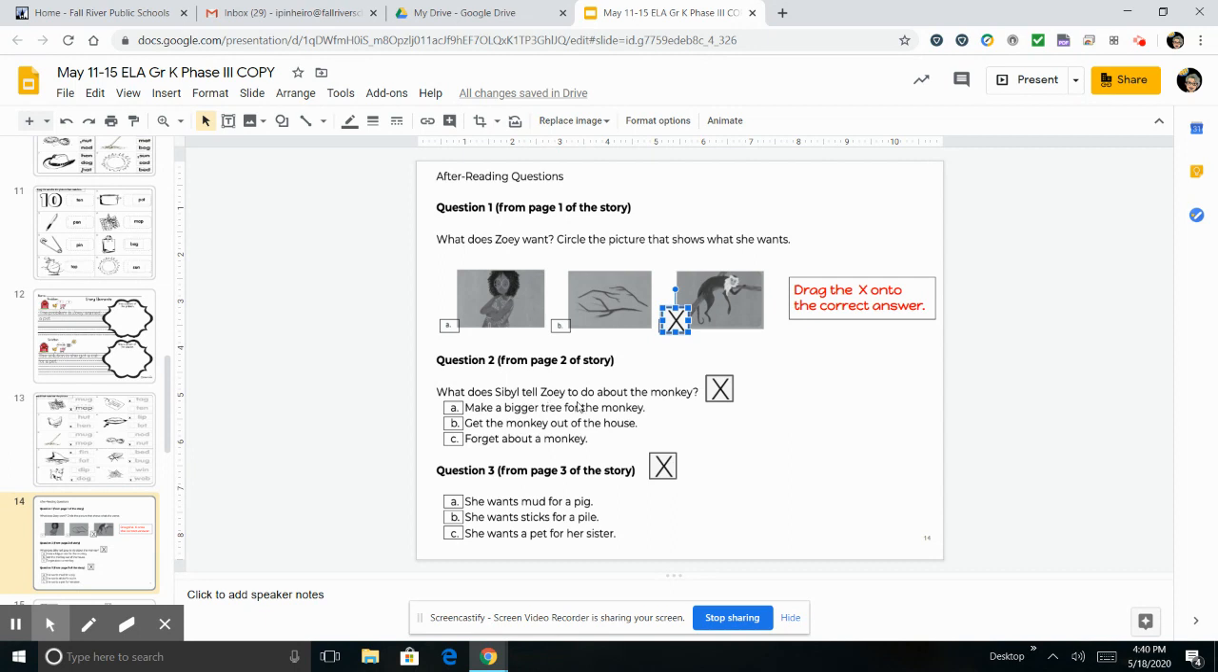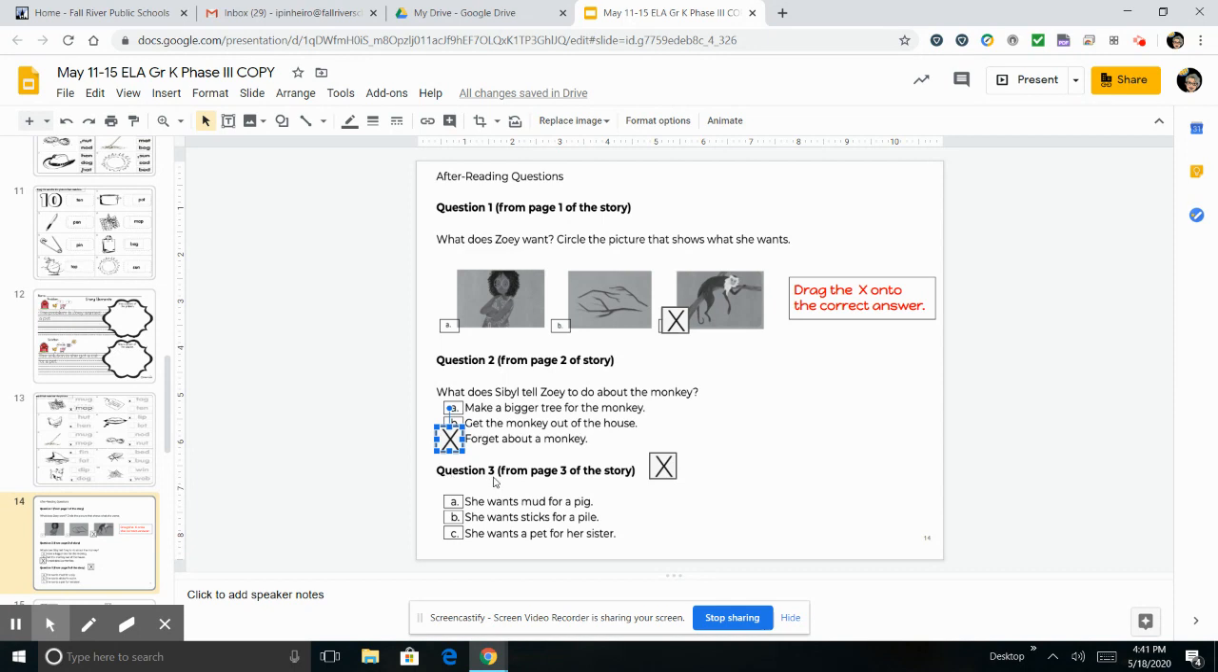What does Sybil tell Zoe to do about the monkey? Does she tell her to make a bigger tree for the monkey? Does she tell her to get the monkey out of the house? Or does she tell her to forget about the monkey? So we know she told her to take the sticks out. So she didn't tell her to make the tree bigger. They never had a monkey in the house, so she couldn't tell her to get the monkey out of the house, but she did tell her to forget about the monkey. So let's take the X and put it next to the C.